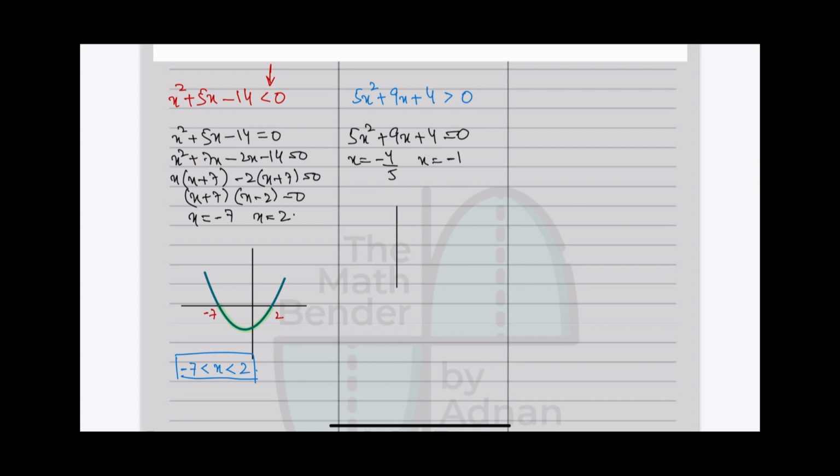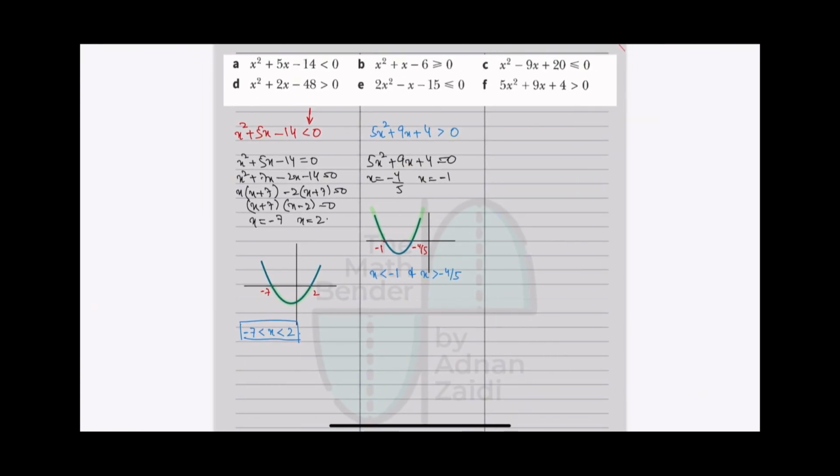So sketching this, greater than 0 means above the 0. So find the values of x for which this curve is above the x-axis. So you can say x is less than -1 and x is greater than -4/5, for which the curve was entirely above the x-axis. This was it about quadratic inequalities.